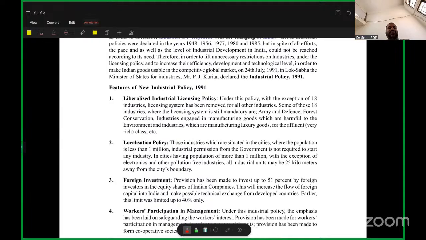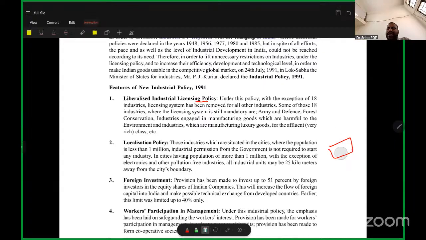What are the features of the new industrial policy? First, liberalized industrial licensing policy. Liberalized means what? Previously, maximum sectors were under the control of the government only. Now they removed that. Only six sectors are controlled by the government. In the remaining, private parties also enter the business. And localization of policy: based on the area, the city, the population, they started giving permissions. And the next one is foreign investment.